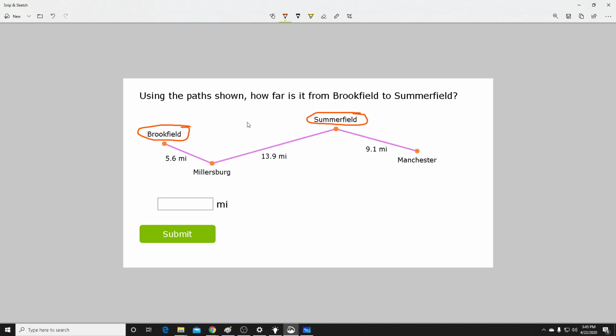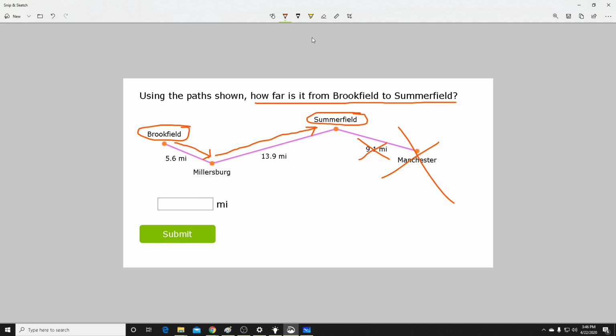No special tricks here. There is kind of an extra number that we'll see because we're trying to go from Brookfield to Summerfield, so we only need to add this distance plus this distance. This over here, this is to trick you. Right? We don't need to go this way. If you're going from Brookfield to Summerfield, if you're going to Manchester, you went too far. So we don't care about this over here. We want to know how far from Brookfield to Summerfield.